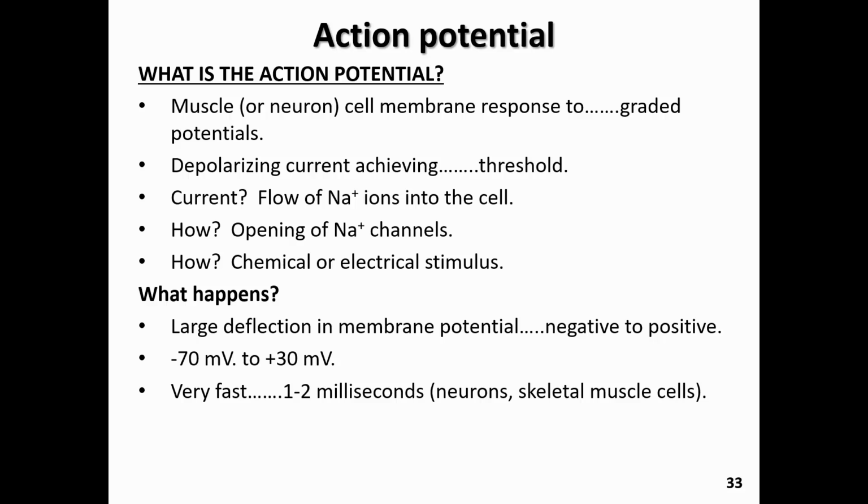This is a very fast event. In neurons and skeletal muscle cells, remember, this is an event that is confined to the membrane of these cells. The event is very fast. It begins and ends within 1 to 2 milliseconds. But not all cells respond the same way. Most of the cells in the mammalian heart or human heart have very long events, very long action potentials, on the order of up to half a second. And those are cardiac muscle cells.